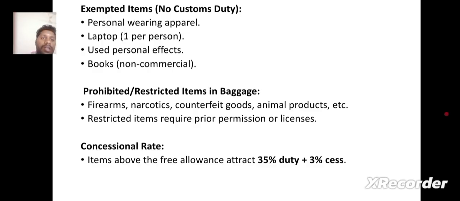Prohibited and restricted items in baggage: firearms, narcotics, counterfeit goods, animal products, etc. Restricted items require prior permission or license. Concessional rates: items above the free allowance attract 35% of duty plus 3% cess.